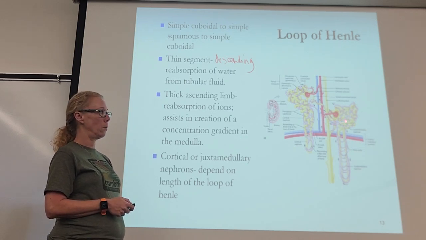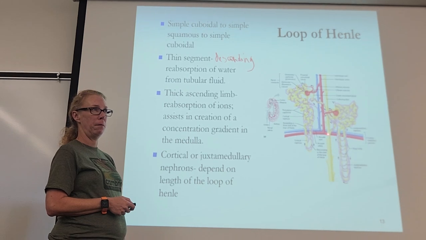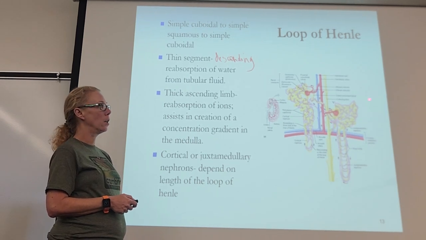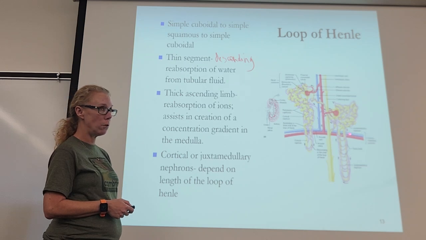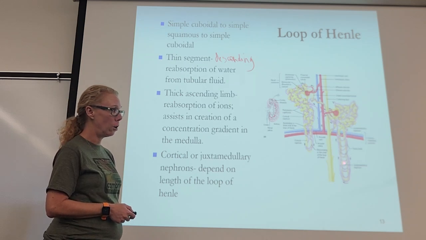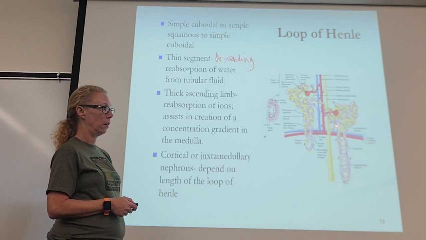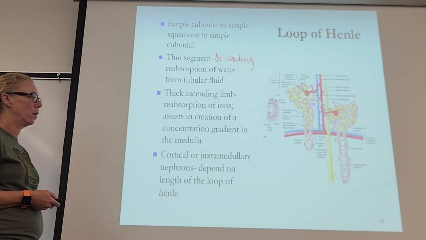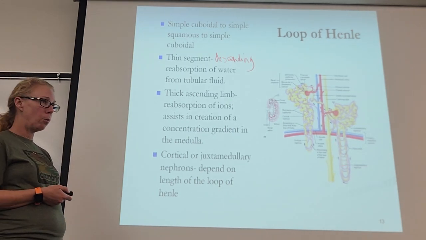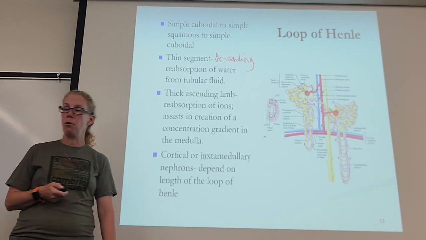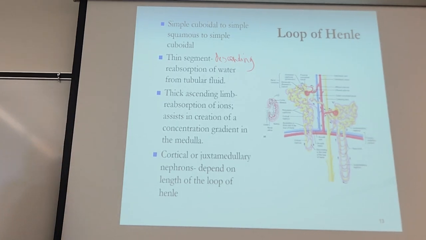Juxtamedullary. Juxta means what? Like next to. So juxtamedullary nephrons are closer to the medulla and they have a longer loop of Henle. A longer loop of Henle allows more time for the reabsorption of water.